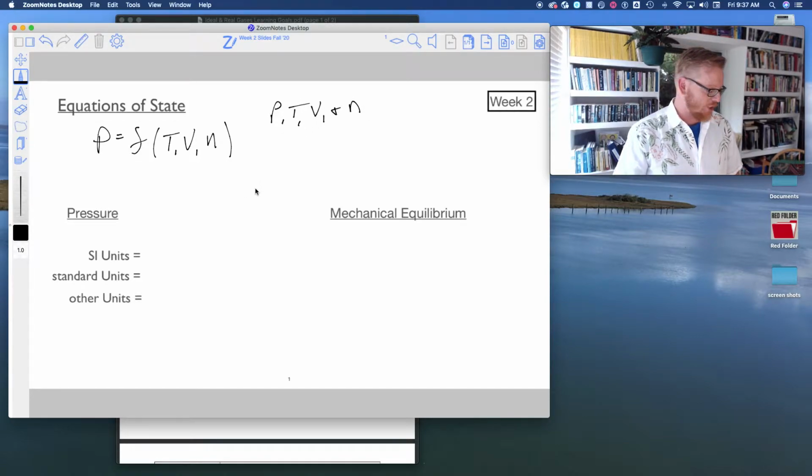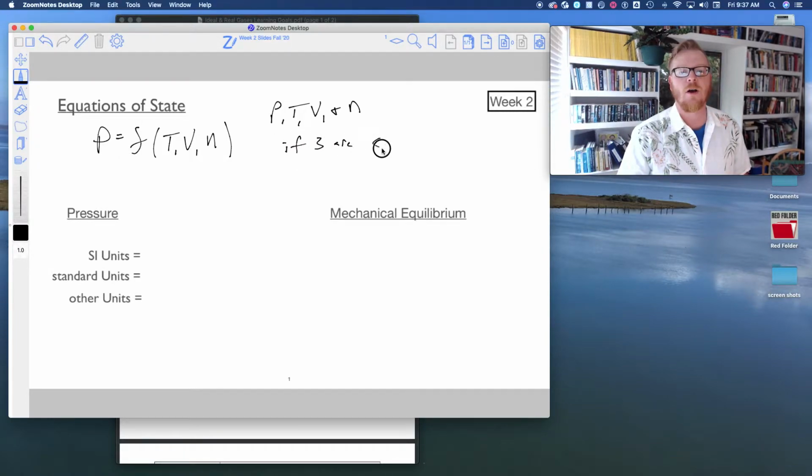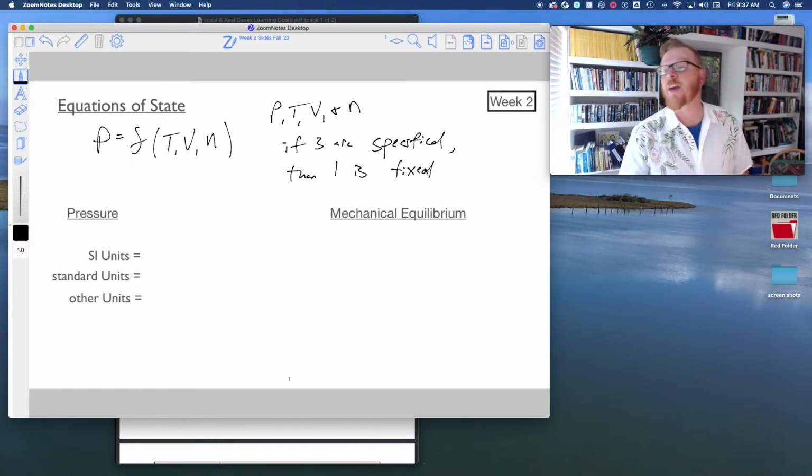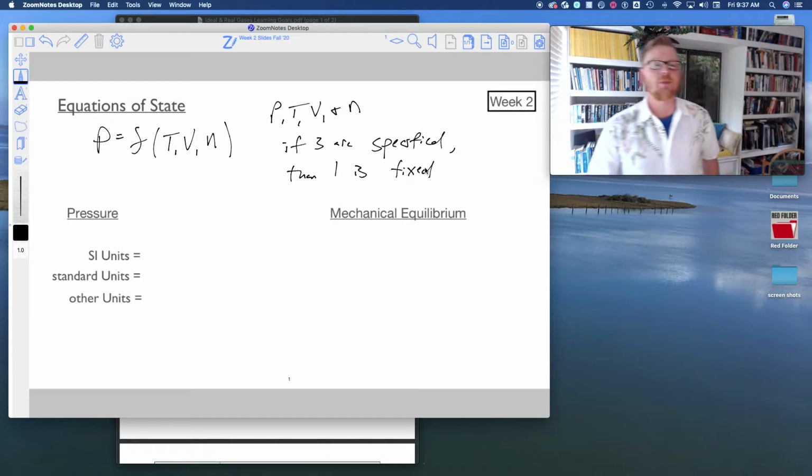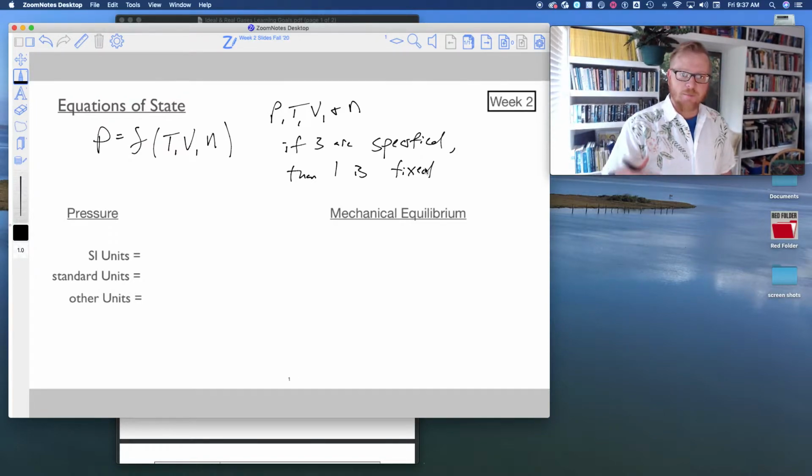And the idea with the equation of state is if 3 of these are specified, then 1 is fixed, right? So if we explicitly define temperature, volume, and number of moles, pressure has to be fixed for those set of conditions to give us that state, that equation of state.